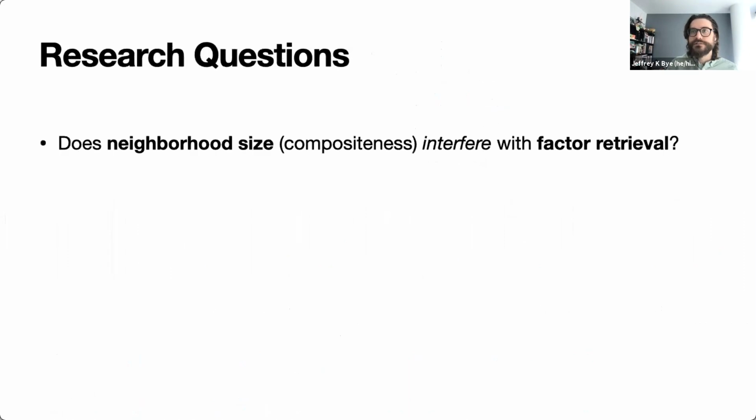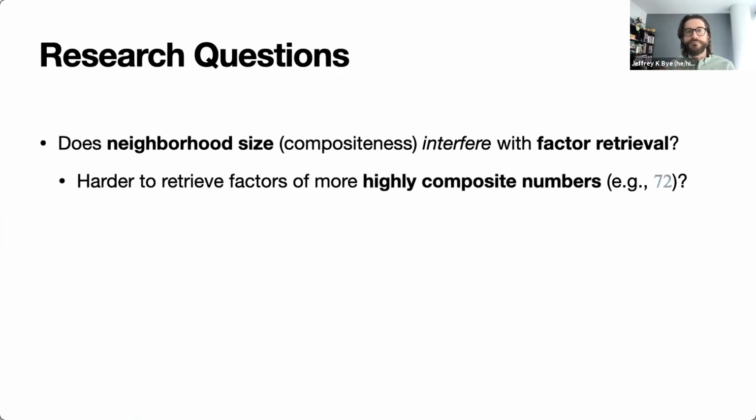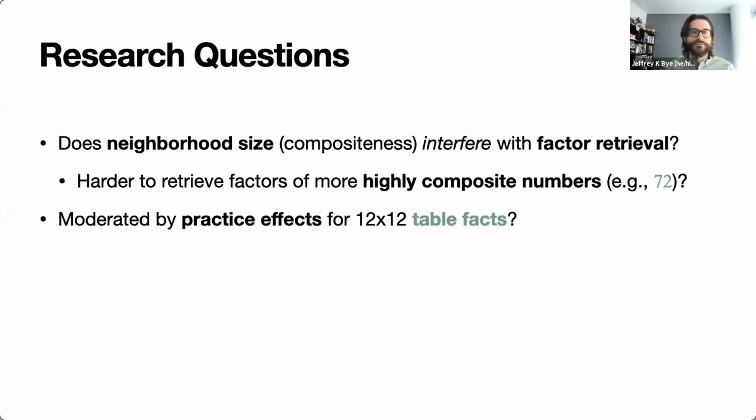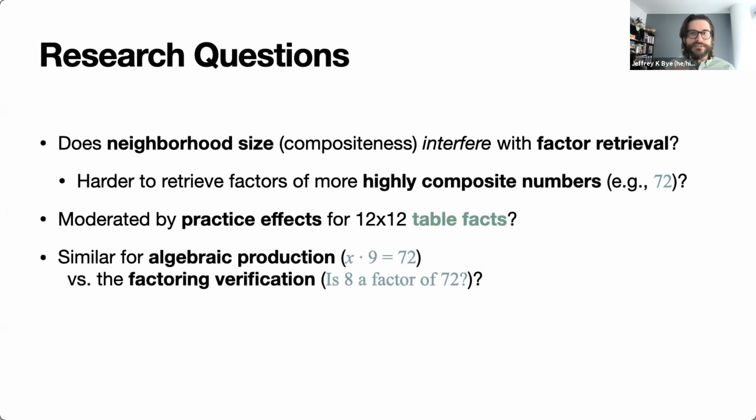So our questions are, does the size of the neighborhood, the amount of unique factors for a composite, interfere with factor retrieval? In other words, is it going to be harder to retrieve factors if the composite has more unique factor pairs, like 72, compared to 70 or 74? Additionally, is this moderated by practice effects from the 12 by 12 multiplication table? And finally, do we see the same pattern for the 2 different tasks? We have these 2 novel tasks, algebraic production and factoring verification. Do they lead to similar results?